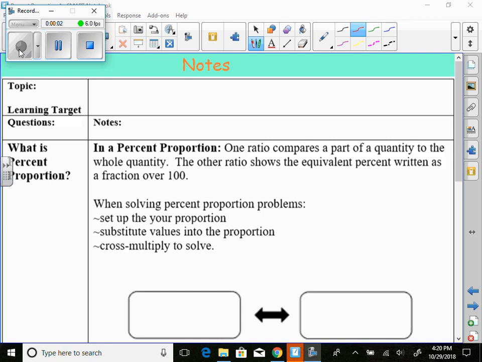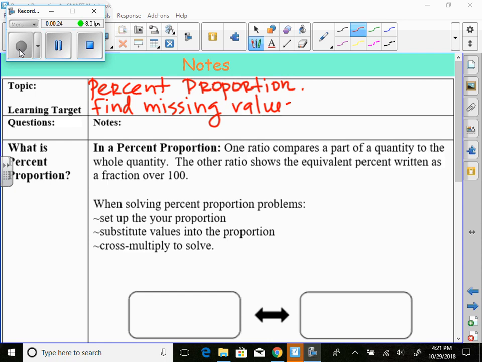Hi guys, in today's lesson we will be learning about percent proportion. This is your topic. And the learning target for today is being able to find missing values using percent proportions.